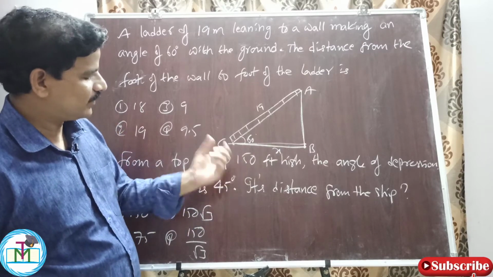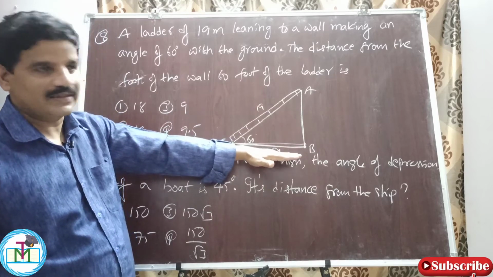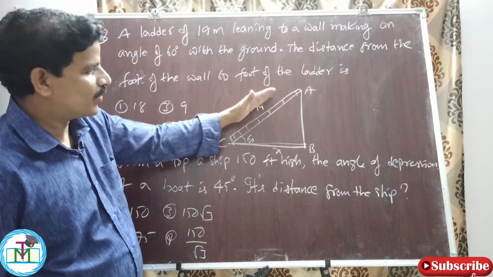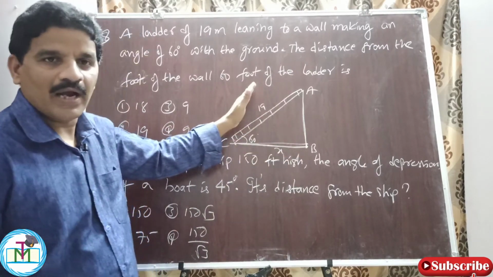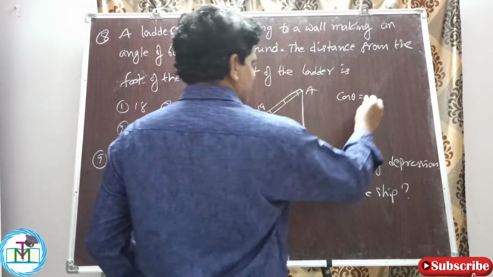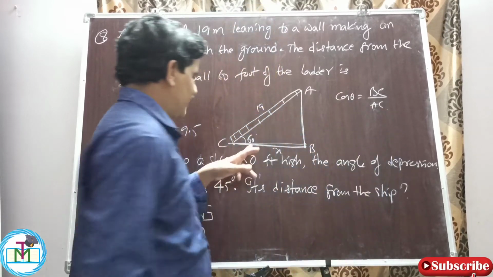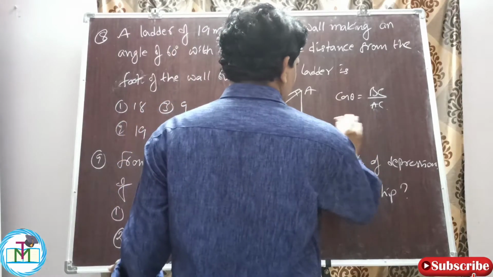Therefore, what is the relation between hypotenuse and adjacent side? This is adjacent side. This is what? Opposite side. I have adjacent side and hypotenuse. This is what? Cos theta. Cos theta is equal to adjacent side by hypotenuse. Let us take cos theta is equal to adjacent side BC by AC. What is theta? Theta is equal to 60. Cos 60. Cos 60 is equal to how much?